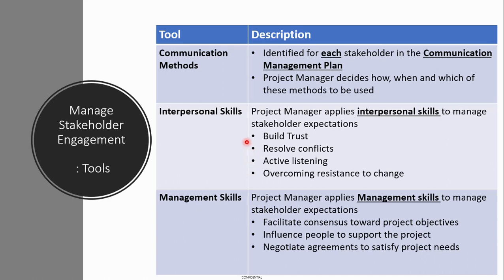You have to start building trust with them. You have to meet with them frequently. And even management skills: you will have to come across with management skills and negotiate with them. Maybe a stakeholder is a supplier who is a bit arrogant, so you negotiate with them on the agreements and try to reach a consensus at a middle level. So as a project manager, you will have to use all your personal skills as well as management skills and communication methods in engaging with the stakeholders in the execution phase.